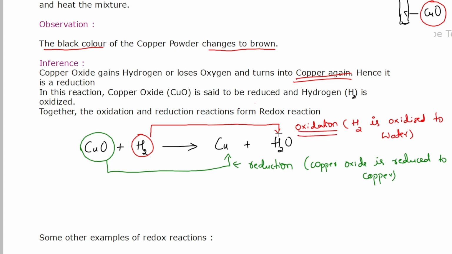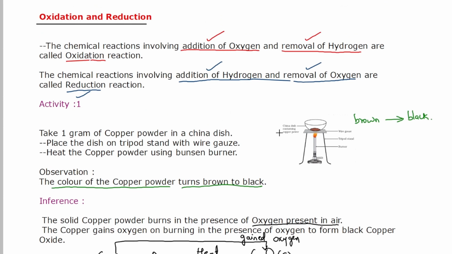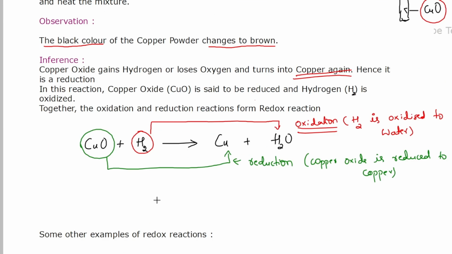We have already defined what we mean by oxidation: either addition of oxygen or removal of hydrogen. Both of them can be called an oxidation reaction. And reduction means addition of hydrogen or removal of oxygen.